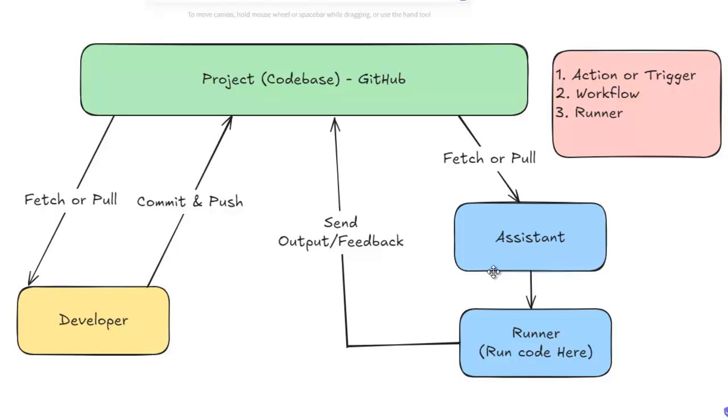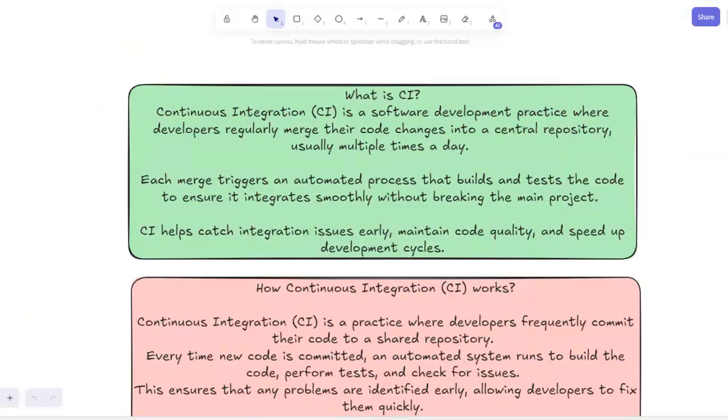Working of continuous integration. So let's start with what is CI. CI stands for continuous integration. Continuous integration is a software development practice where developers regularly merge their code changes into a central repository, usually multiple times a day. Each merge triggers an automated process that builds and tests the code to ensure it integrates smoothly without breaking the main project. The main project is available inside the main repository on GitHub, right? CI helps catch integration issues early, maintain code quality, and speed up development cycles.